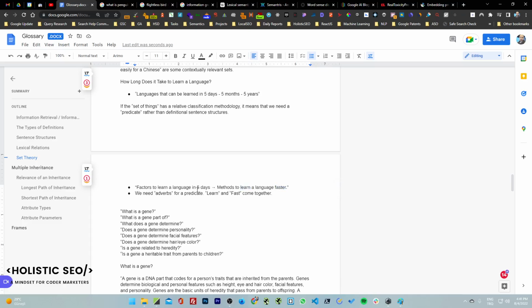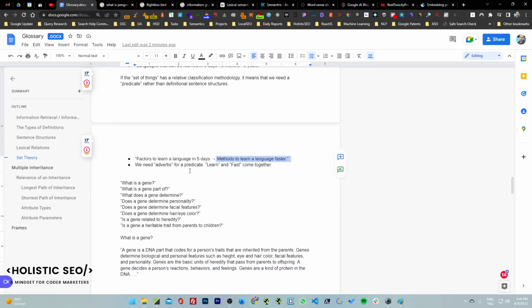In this case, we are taking a relative classification or relative constraint, and then we use it for a different, more general, and broader classification by saying just "faster." We need adverbs for the predicate, and "learn" and "fast" come together to make this relative classification or relative constraint a little more overall. In your document, you can continue to mention 5 days, 6 days, 7 days, but try to use this broader one if you have these types of relative things.